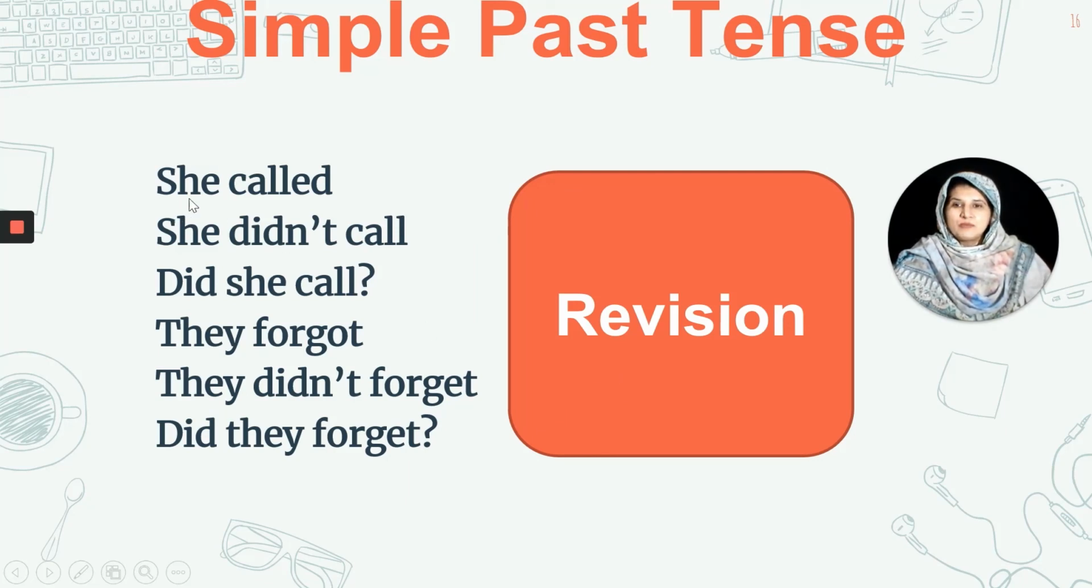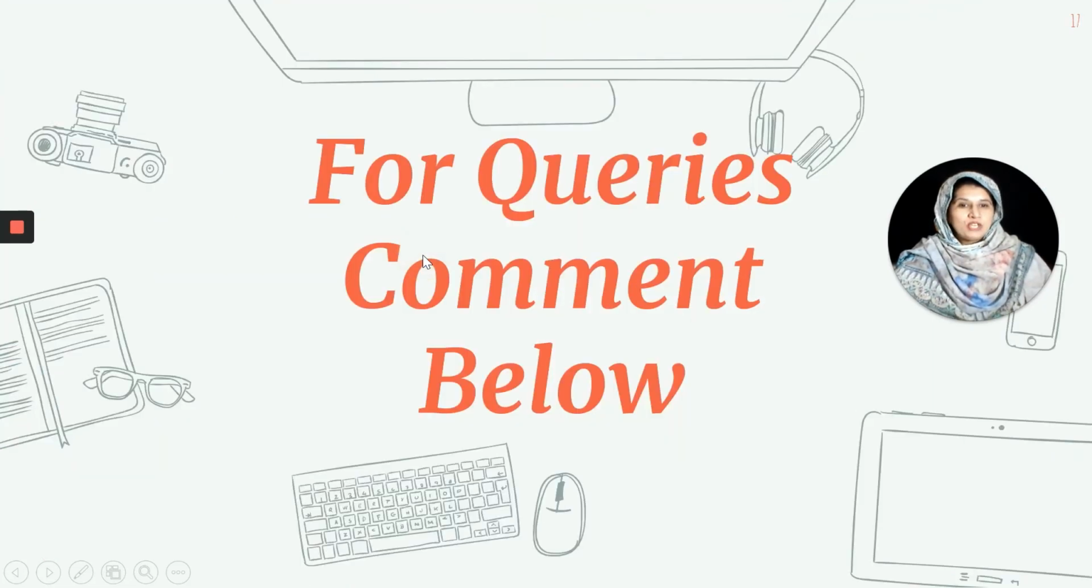Now we'll do some revision in order to check your understanding. This is simple past tense. She called. She did not call. Did she call? So this is how we make simple, negative, and interrogative sentences. Then they forgot. They didn't forget. Did they forget? I'm sure that now you are clear about all three types of sentences: simple, negative, and interrogative in simple past tense.